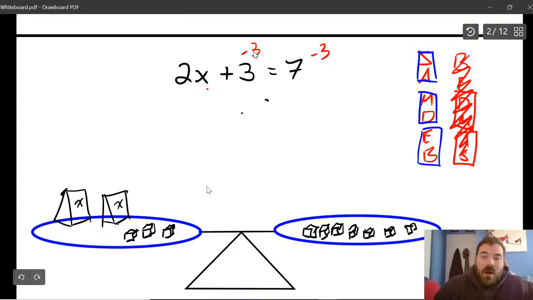And so I have positive 3 minus 3, that ends up being 0. And then I have 7 minus 3. So I'm going to move my equal sign down right below it. On the left side, I'm left with 2x. And on the right side, I have 4.